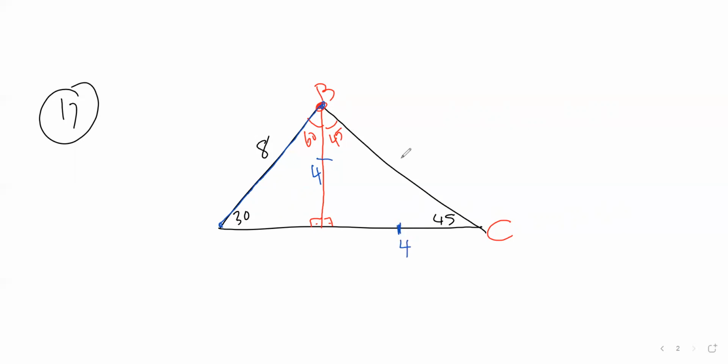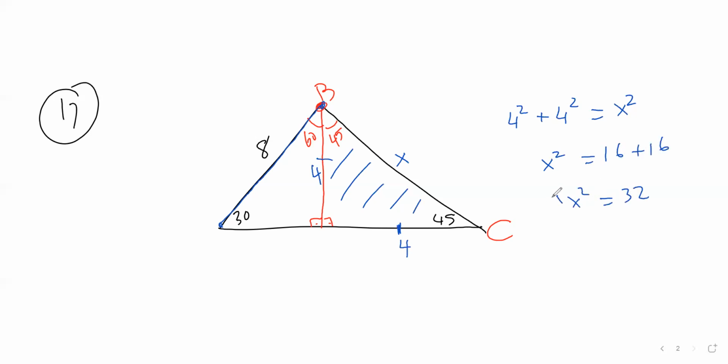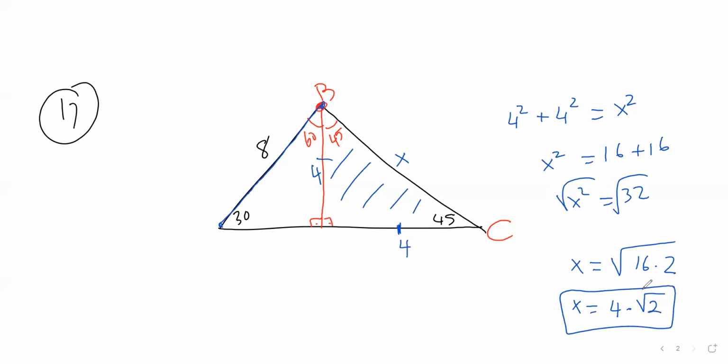Then we're trying to find BC, so call BC x. You can just use the Pythagorean theorem in this triangle: x squared equals 4 squared plus 4 squared, so x squared equals 16 plus 16, and x squared equals 32. If you take the square root of both sides, x equals the square root of 16 times 2, and the square root of 16 is 4, and the square root of 2 is just root 2. So that's BC: BC should be 4 times root 2.